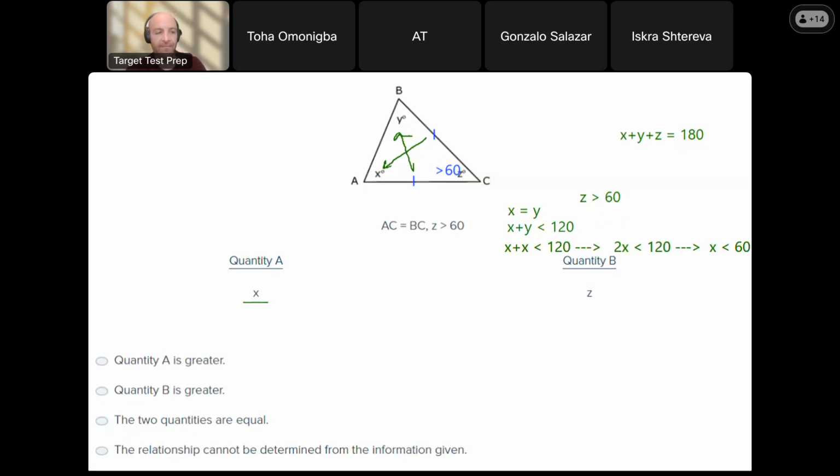And now I have everything I need, because even though I don't know what x and z are individually, the only thing I care about in the context of this question is which is bigger. And if z is bigger than 60 while x is smaller than 60, no two ways about it, boom. I know that quantity B is going to be bigger here.